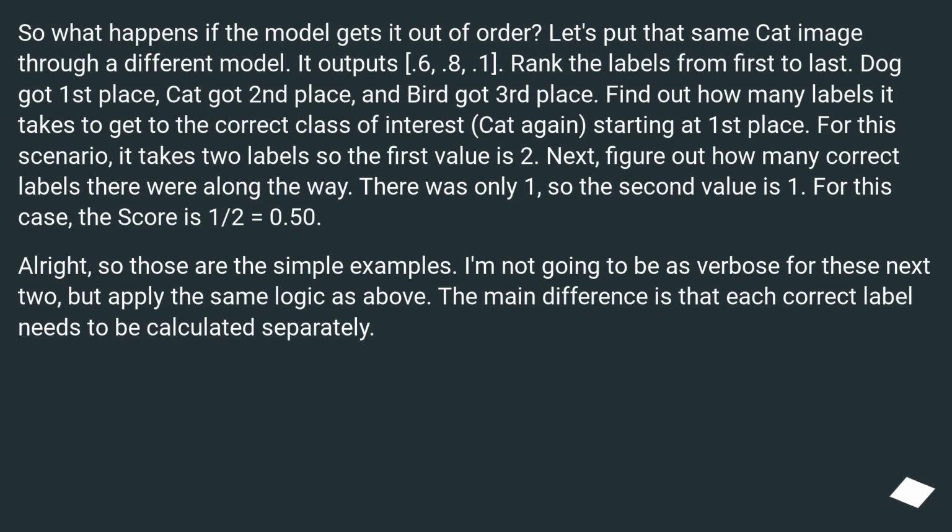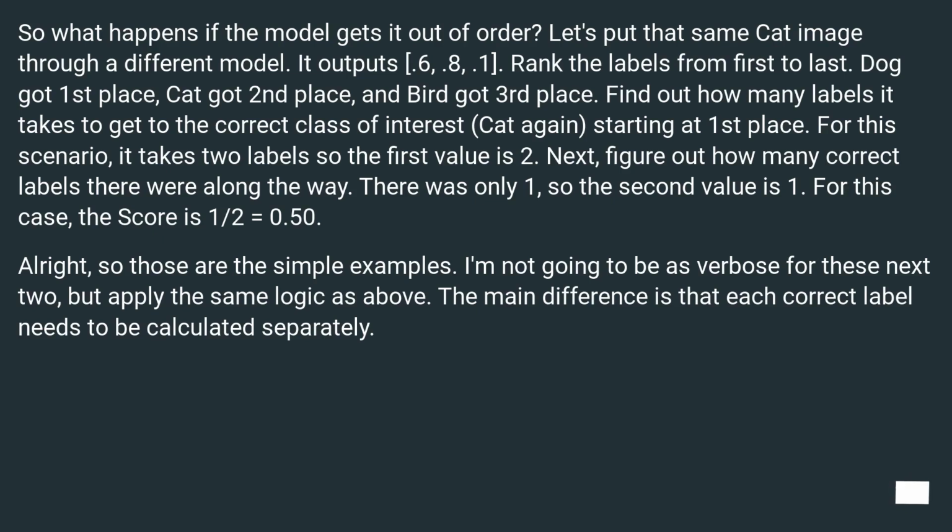So what happens if the model gets it out of order? Let's put that same cat image through a different model. It outputs .6, .8, .1. Rank the labels from first to last. Dog got first place, cat got second place, and bird got third place. Find out how many labels it takes to get to the correct class of interest, cat again, starting at first place. For this scenario, it takes 2 labels, so the first value is 2.